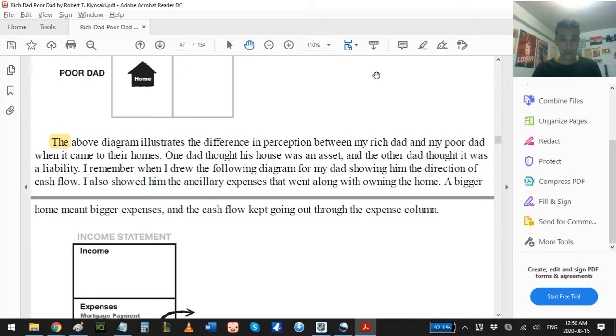I remember when I drew the following diagram for my dad, showing him the direction of the cash flow. I also showed him the ancillary expenses that went along with owning the home.